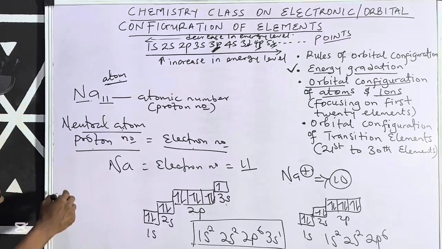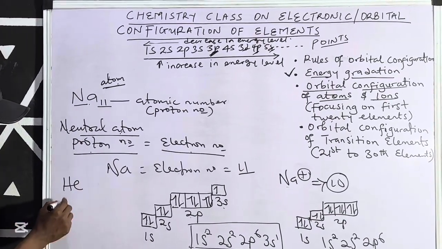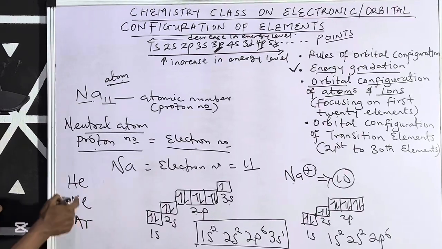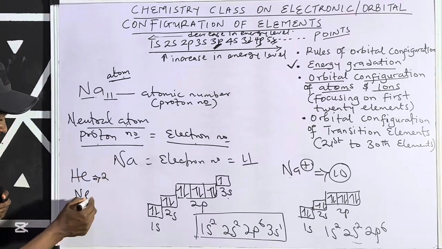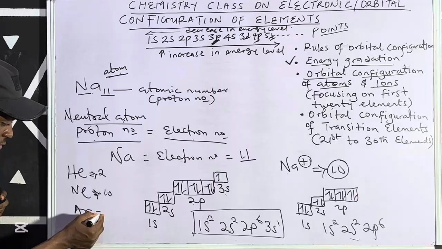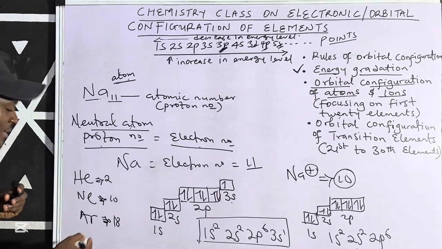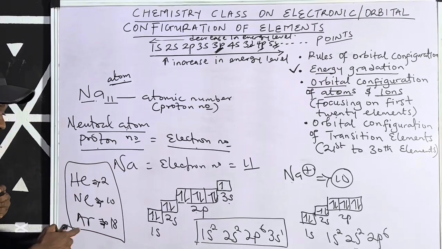Now, the 3 noble gases that you should bear in mind are helium, then neon, and argon. Remember that helium has a total of how many electrons? 2. Neon has a total of how many electrons? 10. Argon has a total of how many electrons? 18. So these 3 will be our standard. And how do we work with these 3 as standard?